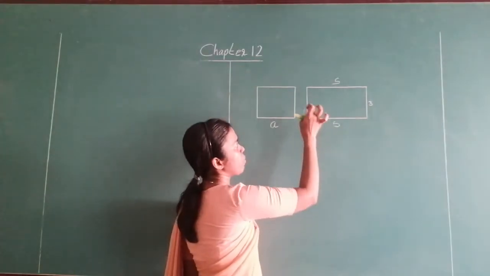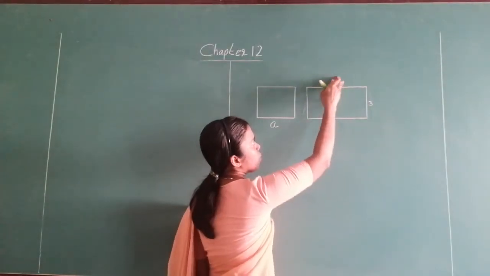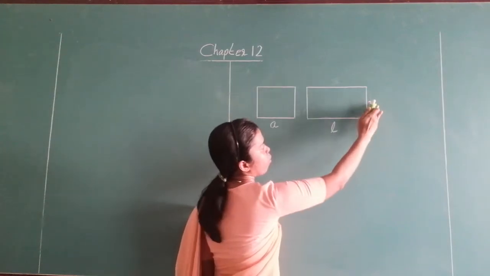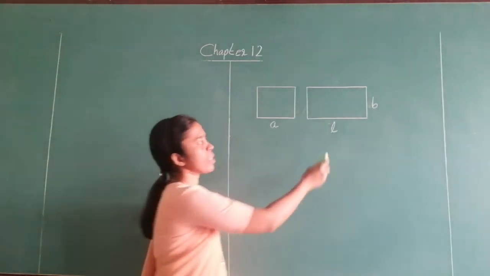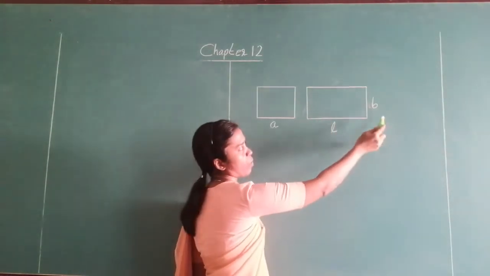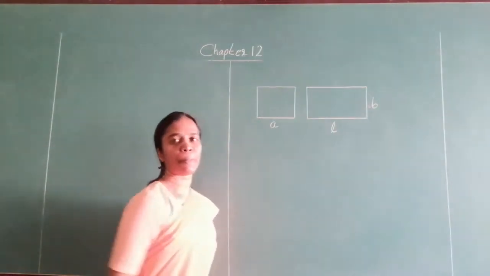So instead of giving a particular value, we mention it as L for length and B for breadth. That is the measure. If this is L, this also will be L. If this is breadth, this also will be breadth.